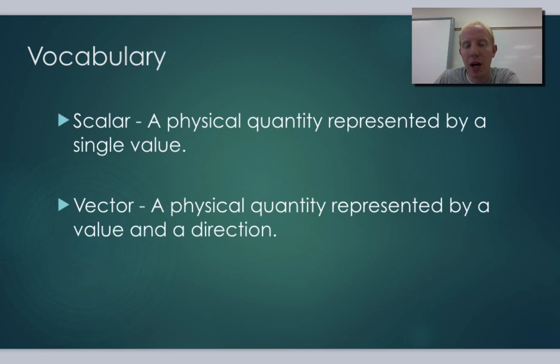Oftentimes we describe the time in a scenario, or the speed of an object, or its location. For example, if I want to give you the time, I'd say that t equals, let's say, 3.1 seconds. So I give you a single value and a unit associated with it. The value is 3.1, the unit is s, or seconds.